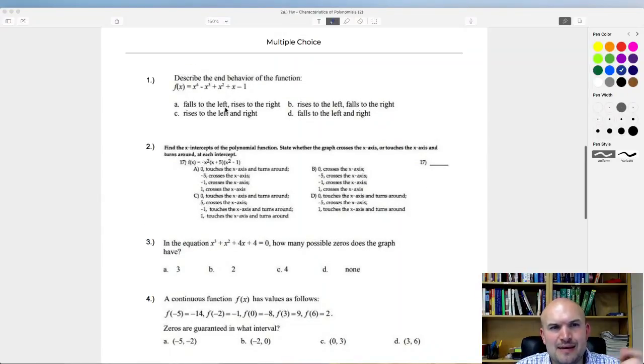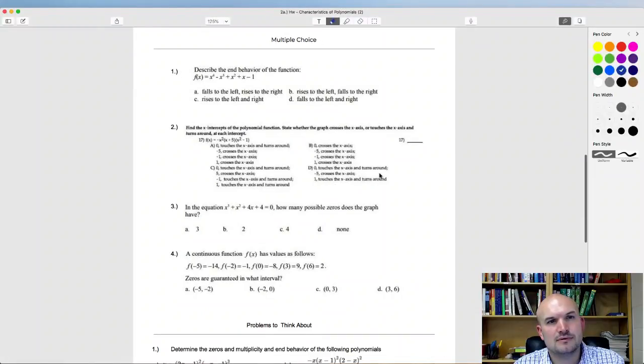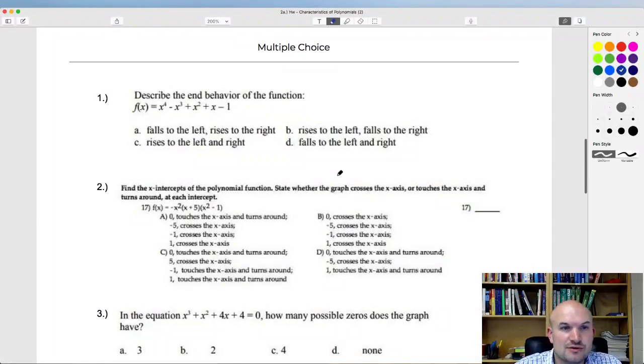But let's go ahead and describe the end behavior of the functions. You can see here it's not in mathematical notation. So we have something to the even power. Automatically, I know even power is either rise left, rise right, or fall left, fall right. I see that the leading coefficient is positive, so I know it's going to be rising left, rising right. So now I just need to find where that is, rise left, rise right.